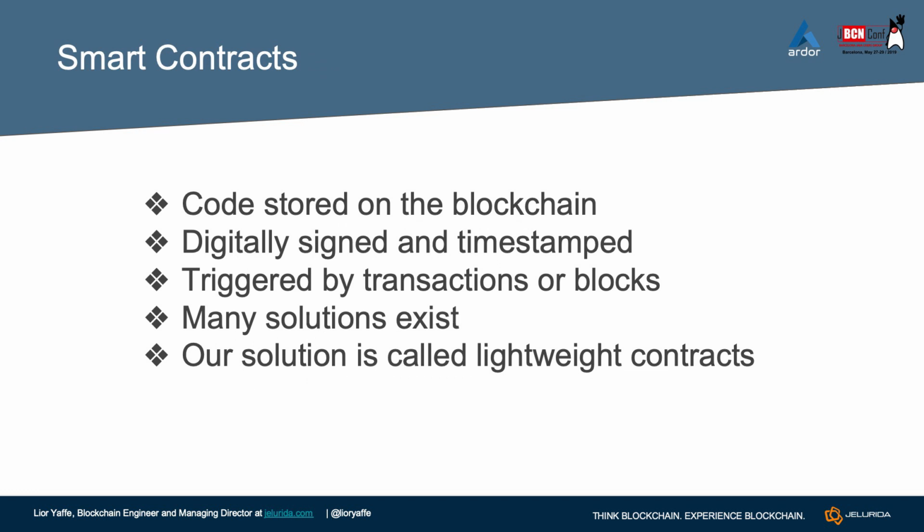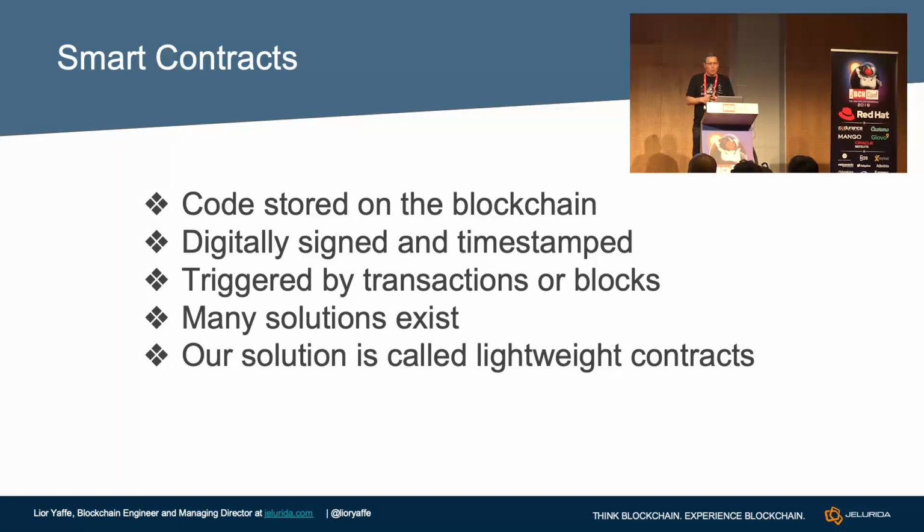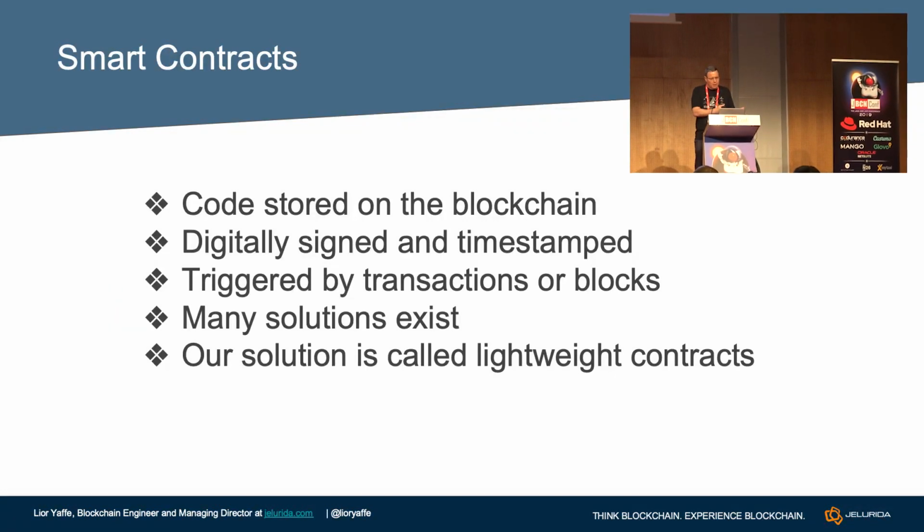Now that we have this decentralized network that reaches consensus about the order of transactions, we can also deploy code pieces into this blockchain, which are digitally signed and timestamped, and this code is actually executed as part of the transaction validation process. This process is called a smart contract.